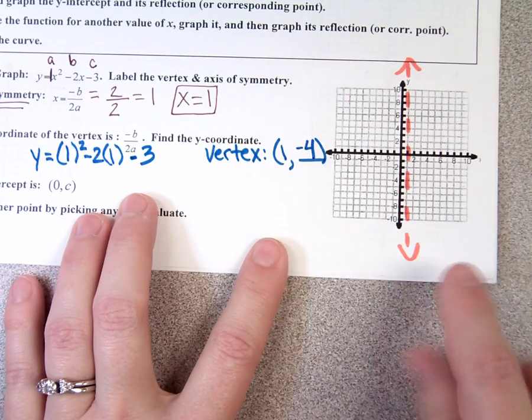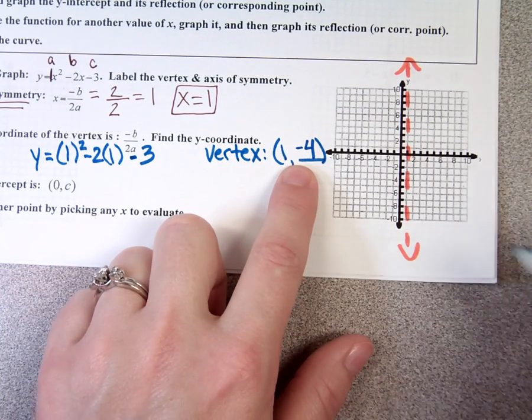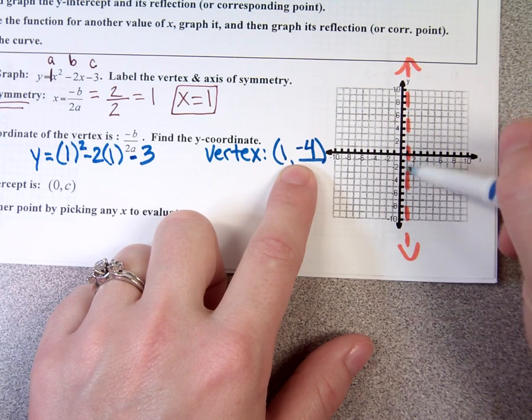So the first thing I'm going to do is go ahead and plot my vertex. So I'm going to go right 1 and down 4. And there's my vertex.